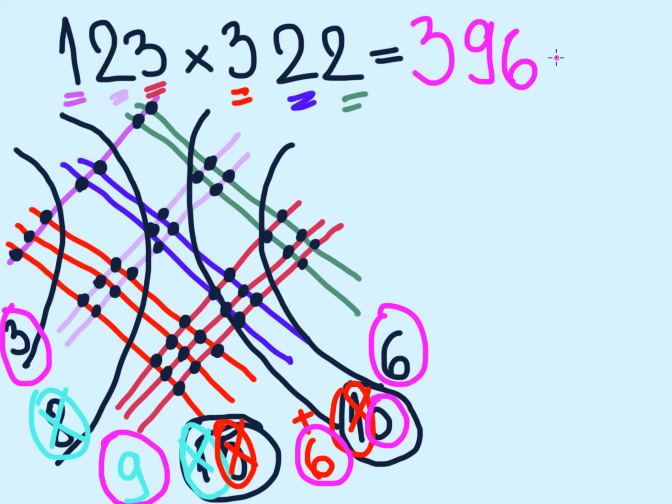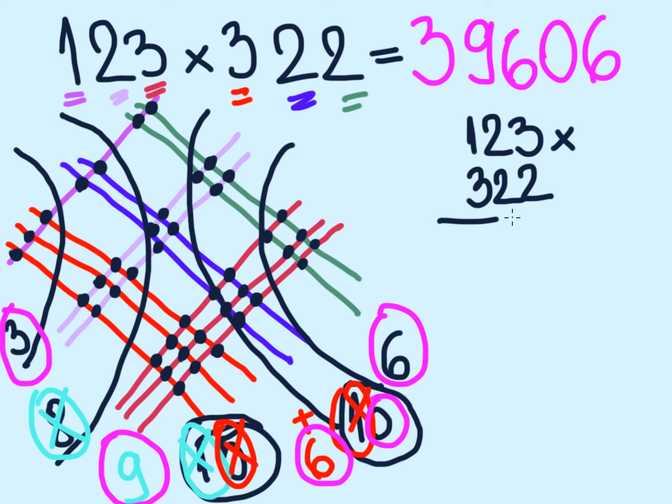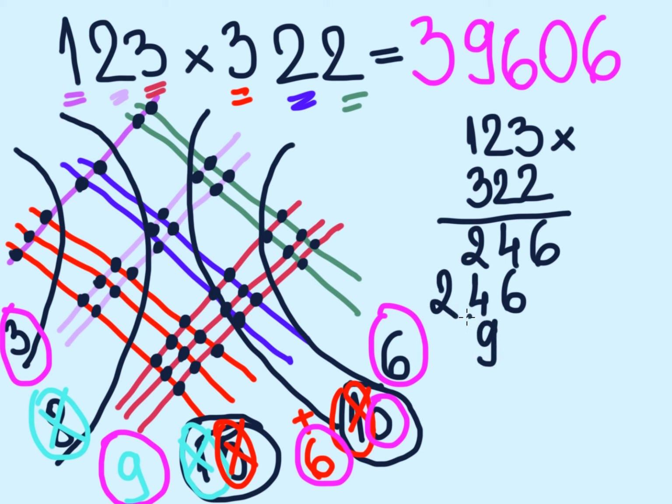Now let's try the normal approach. Let's say 1, 2, 3 times 3, 2, 2. Okay. 2 by 3, 6. 2 by 2, 4. 2 by 1, 2. 2 by 3, 6. 2 by 2, 4. 2 by 1, 2. 3 by 3, 9. 3 by 2, 6. 3 by 1, 3.